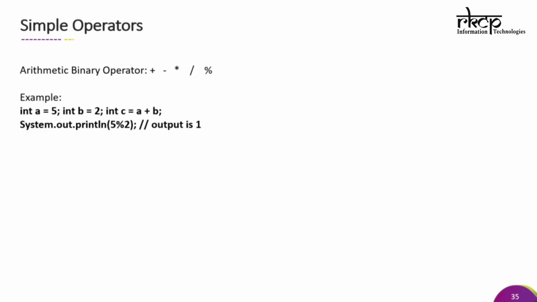In the same way, you have the binary operators plus, minus, into, divide, modulo. Plus, minus, into, divide you already know. Modulo you use to take the remainder. So suppose 5 modulo 2, the remainder will be 1.